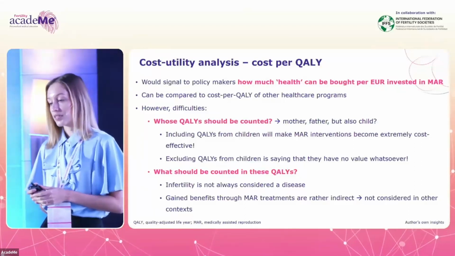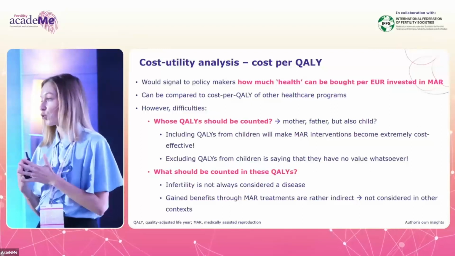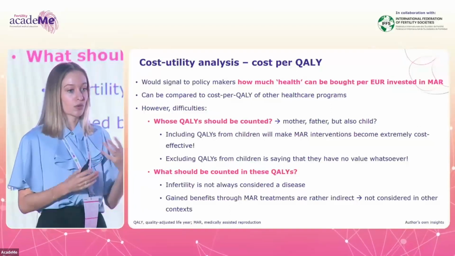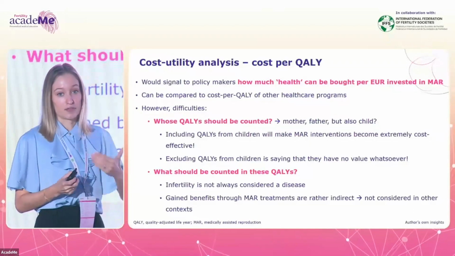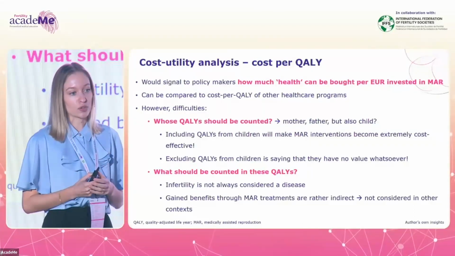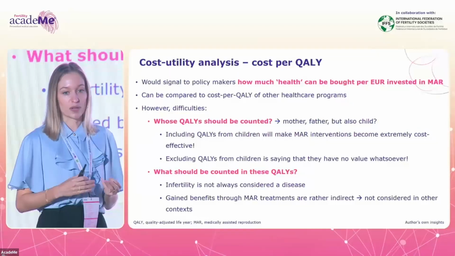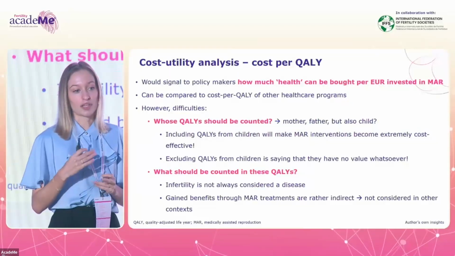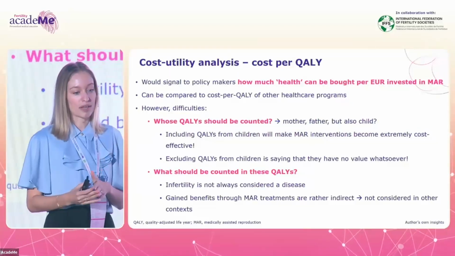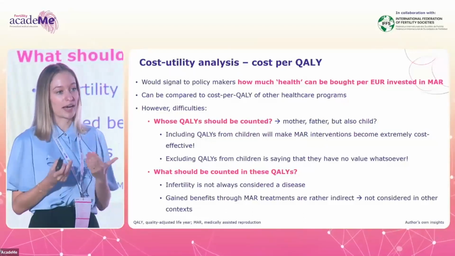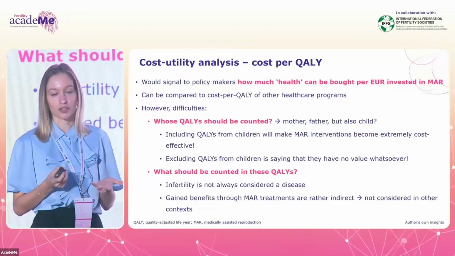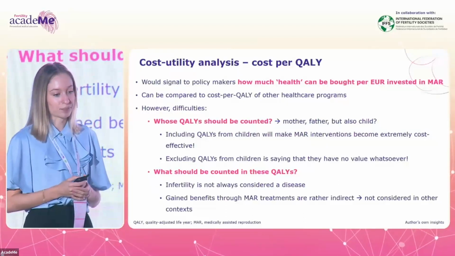However, the difficulty here is that it's unclear whose qualities should be counted. Those of the mother, of the father, maybe also of the future child. If you were to include the qualities of the future child, you would make MAR treatments extremely cost-effective because you add a lifetime of qualities. However, if you were to exclude the qualities of the future child, it would be kind of saying that they have no value whatsoever, and that also feels incorrect.